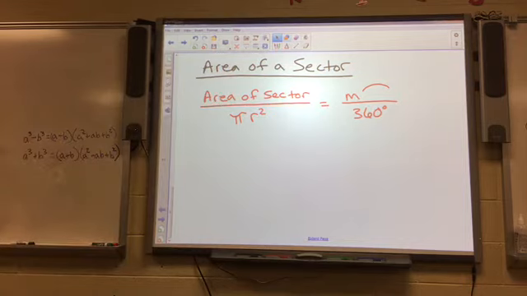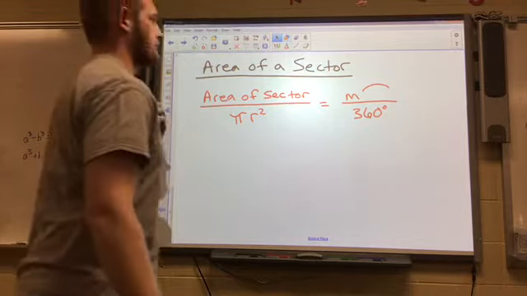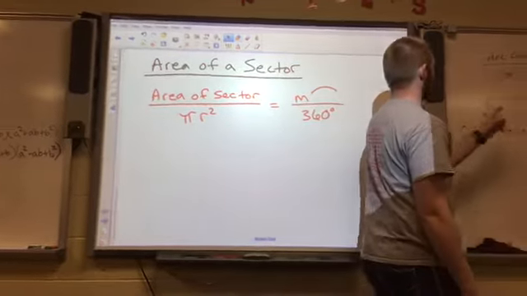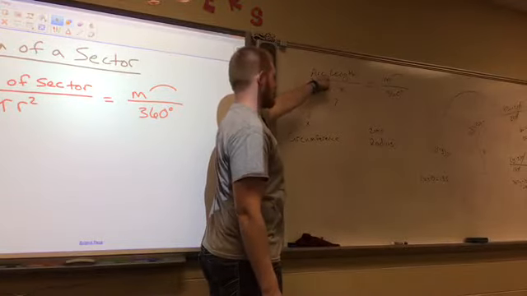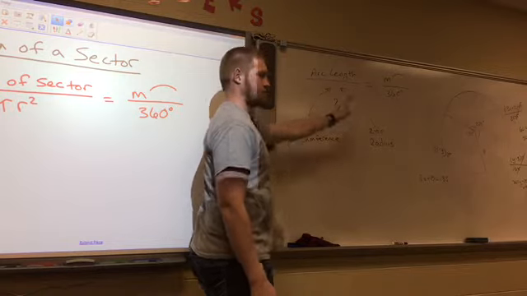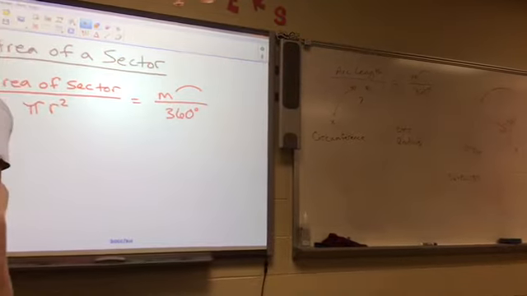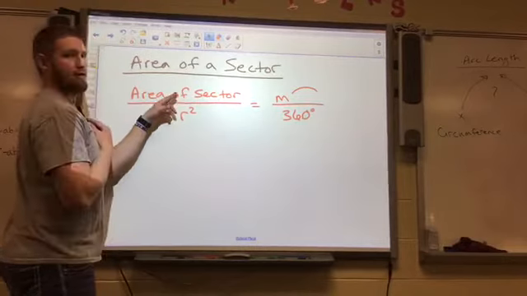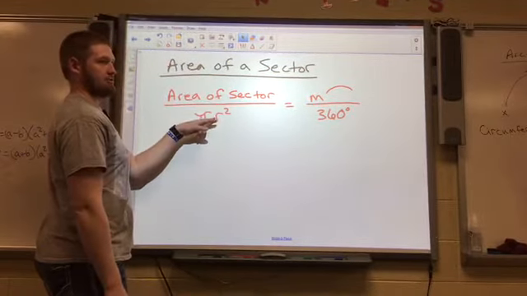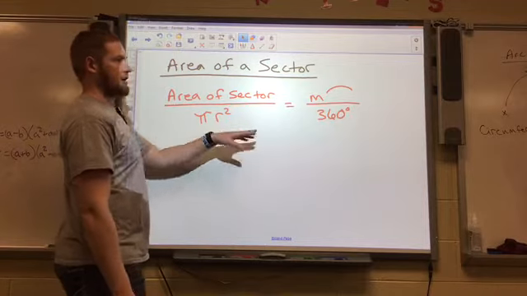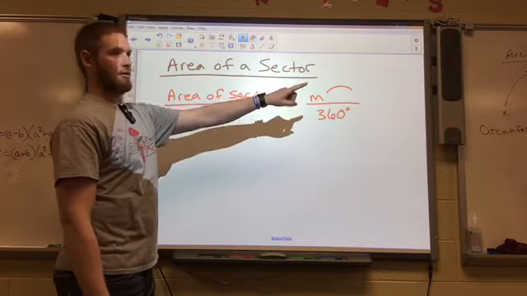So you see the similarity between the two proportions, right? Basically, they're the same thing, except in this one over here, we're finding arc length, which is a portion of the circumference, and we're dividing it by the circumference. Over here, we're finding area of a sector, and we're dividing it by area of a circle. Okay, but the right side's the same on both, right?